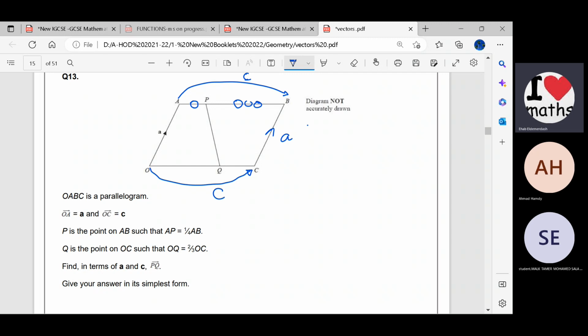Look with me. AP is 1 quarter of AB. So AP alone will be 1 part and the remaining will be 3 parts, because it's 1 part out of 4. So if I take AP as 1 part, PB will be 3 parts. Are we clear on that? Is this part understood?